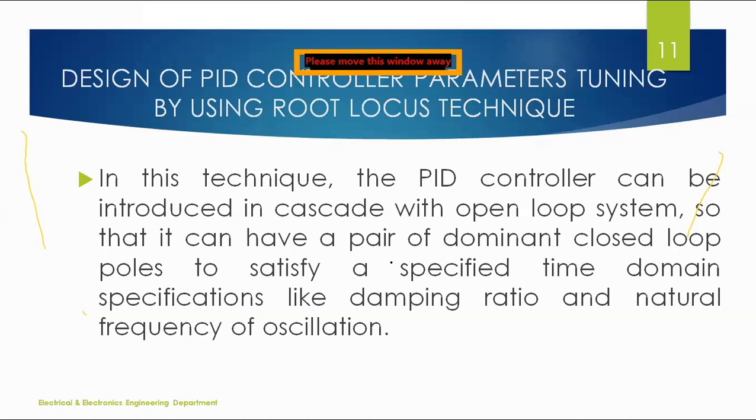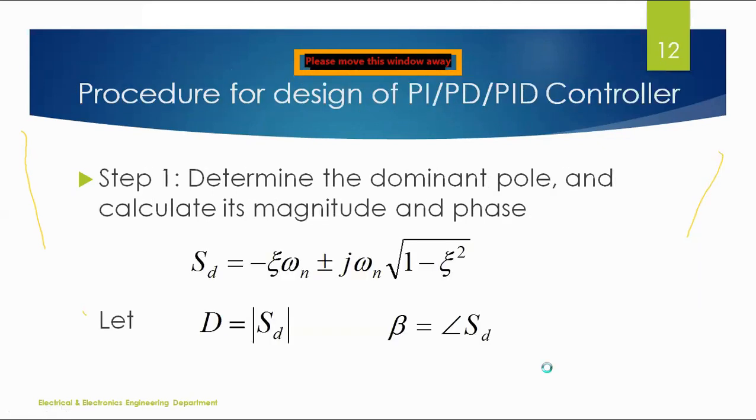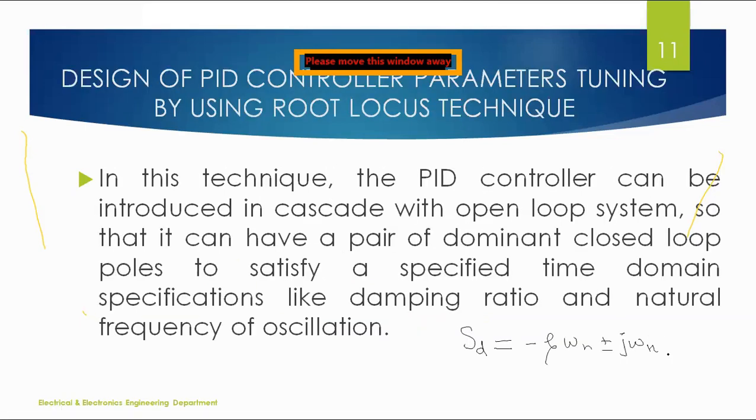Design of PID controller parameters using tuning by the root locus technique. I already told you that in this technique the PID controller can be introduced in cascade with the open loop system so that it can have a pair of dominant poles. We can denote the dominant pole as SD equal to minus theta omega n plus or minus j omega n root of 1 minus theta square.